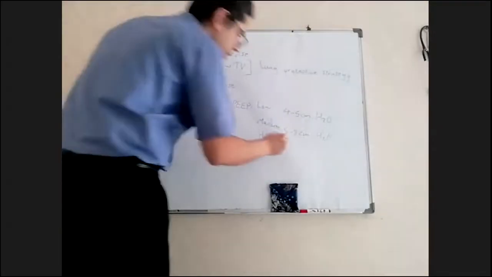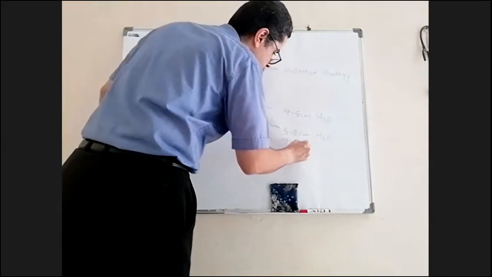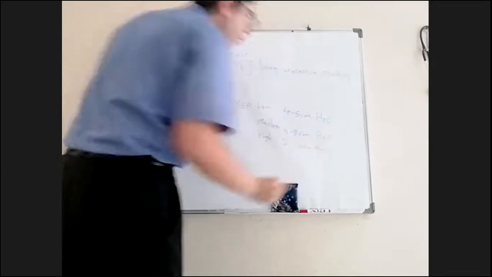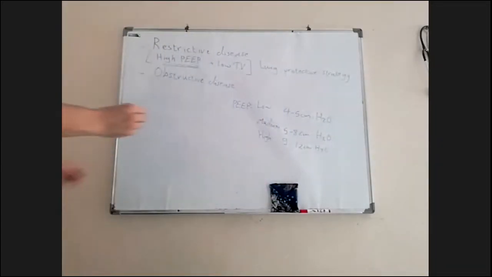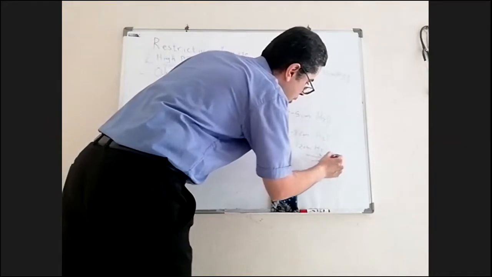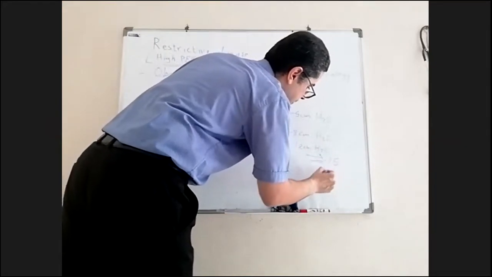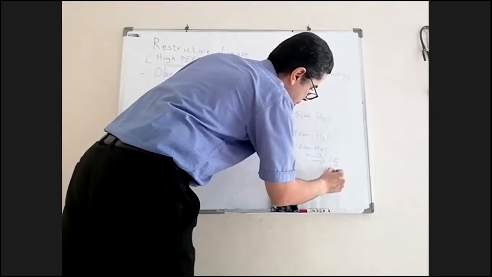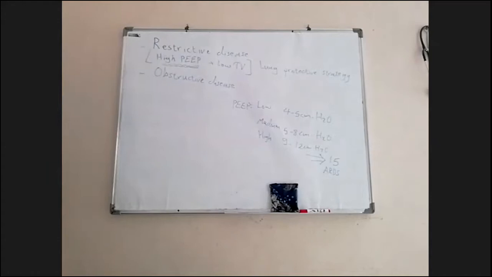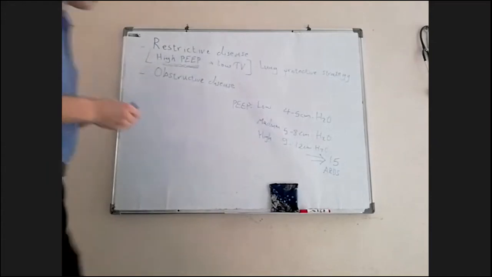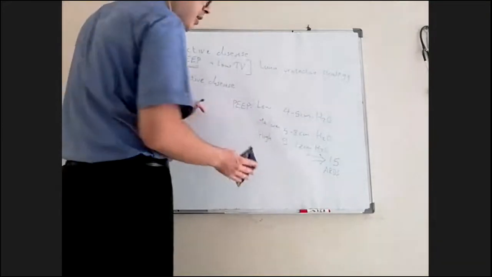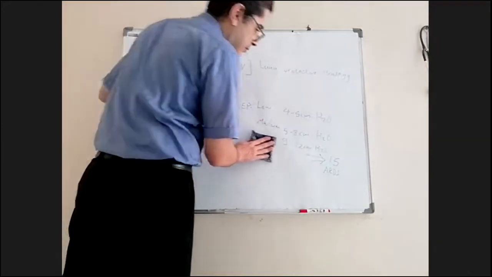High PEEP is 9 to 12 centimeters water, and we can go up to 15 in case of ARDS. PEEP is positive end expiratory pressure. So when I say high PEEP, I mean from 9 to 12 centimeters water.